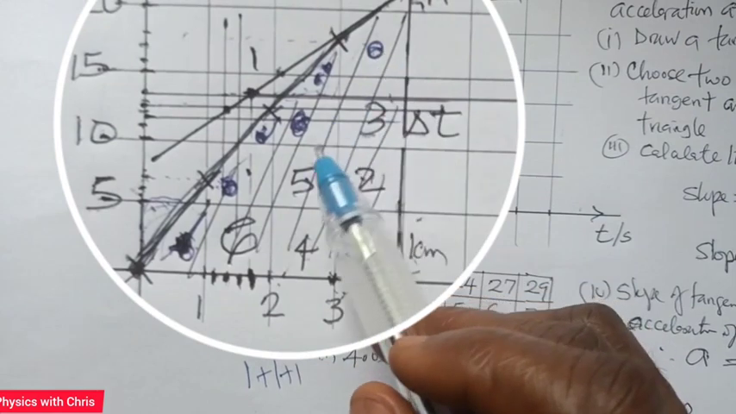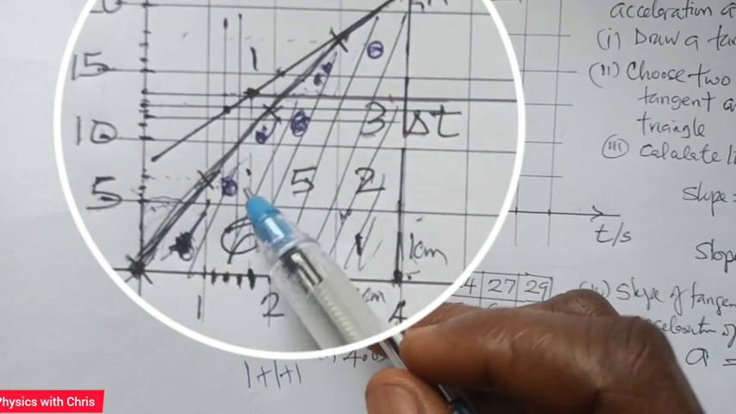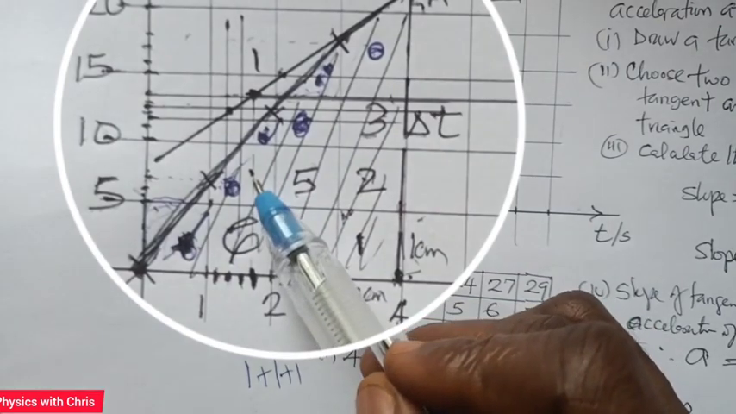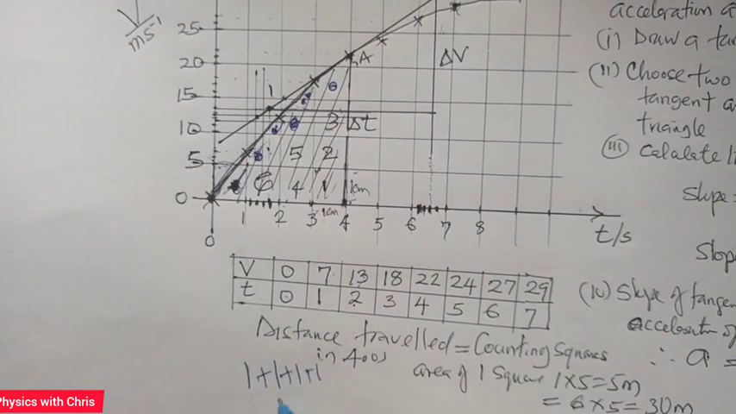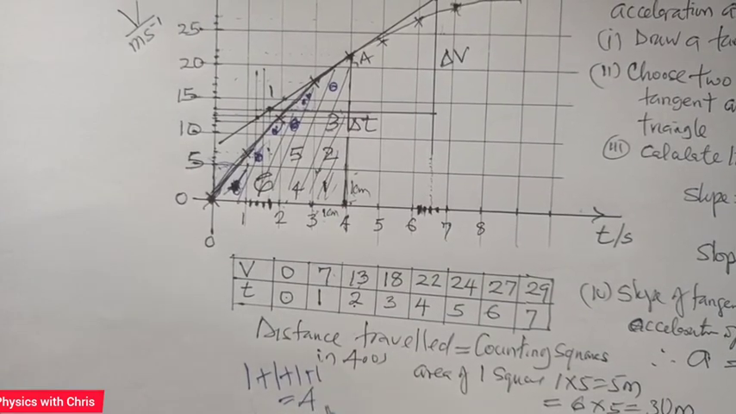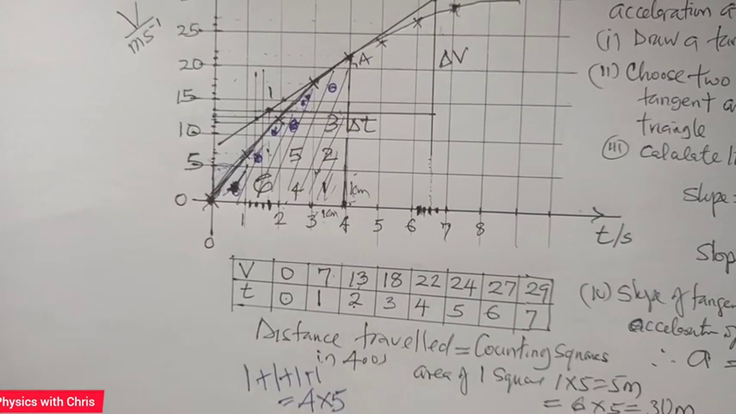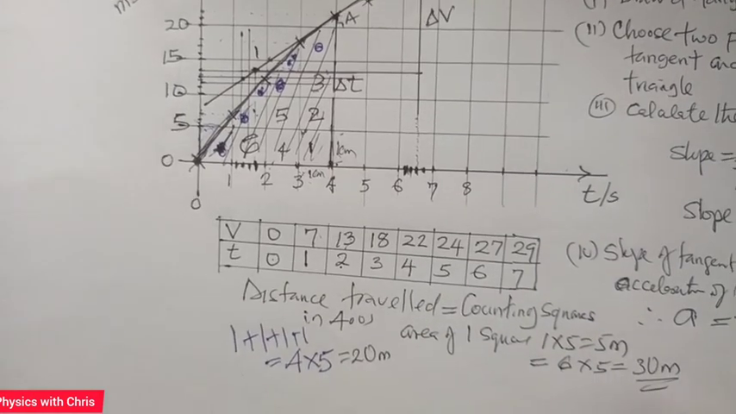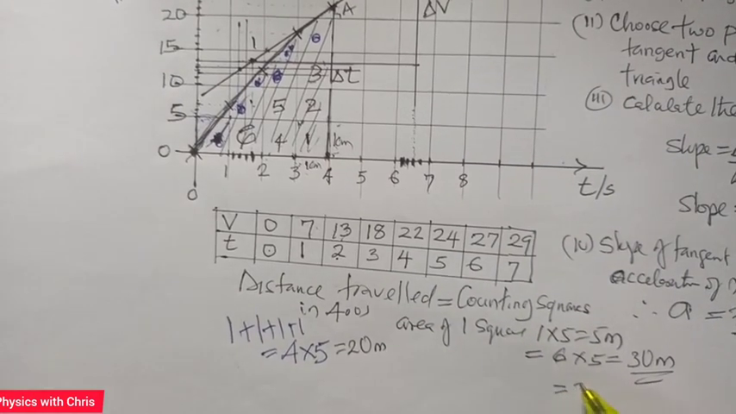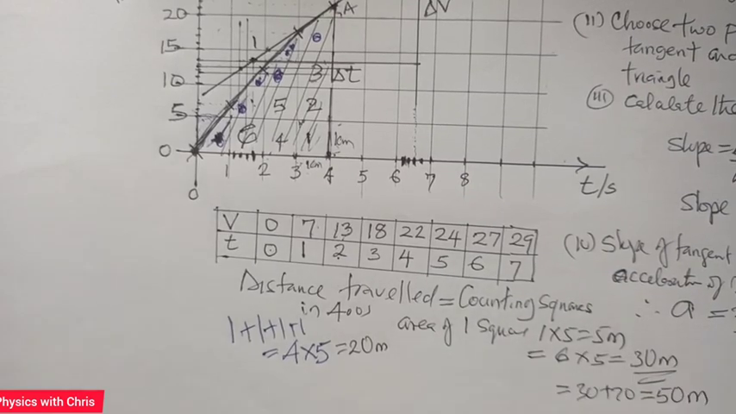Then finally, there's one I have not marked. This one and this one can give me another full square. So roughly I have about 4 squares, and the area of one square is 5 multiplied by 5, that gives me 20 meters. So the total distance traveled is 30 plus 20, which gives me 50 meters.